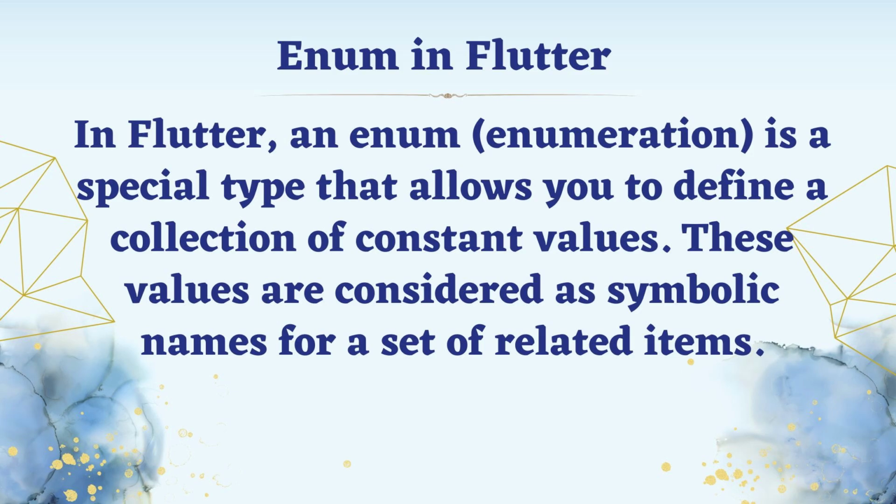In Flutter, an enum is a special type that allows you to define a collection of constant values. These values are symbolic names for a set of related items. Enums are often used when you need to represent a fixed number of options or states in your code, like days of the week, user roles, colors, or directions.